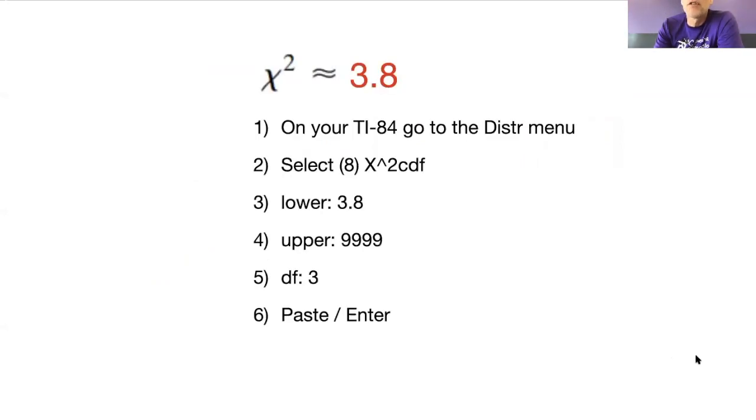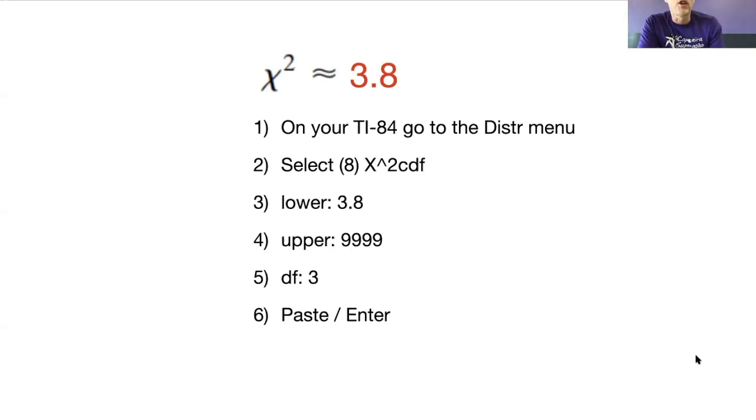Okay, so I've given you the steps on your TI-84 here, and I'm going to kind of do it, but you're going to want to do this on your own. On the TI-84, I'm going to go to the distribution menu. Don't forget to press the second button first. You're going to see the list of distributions there, and I'm going to select number 8, which is the chi-square CDF.